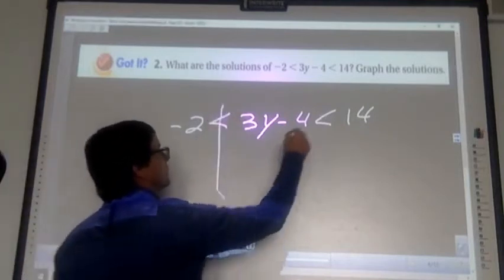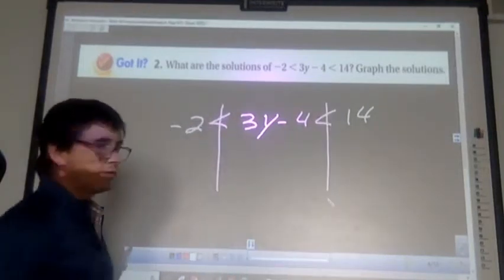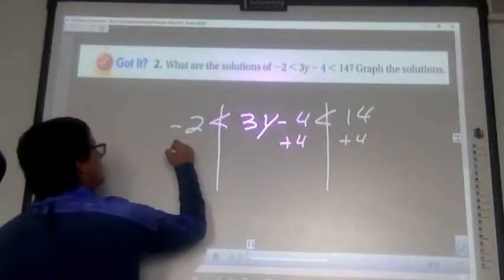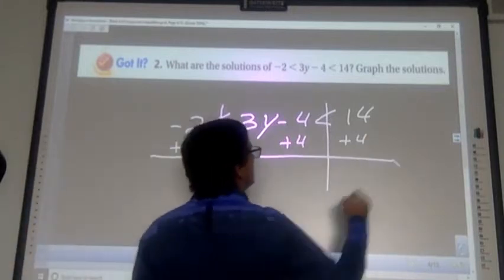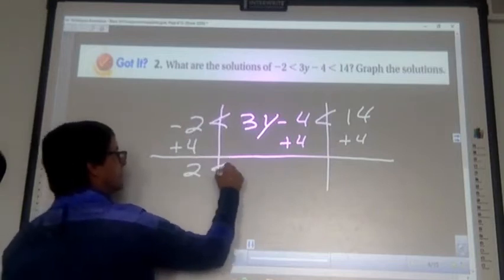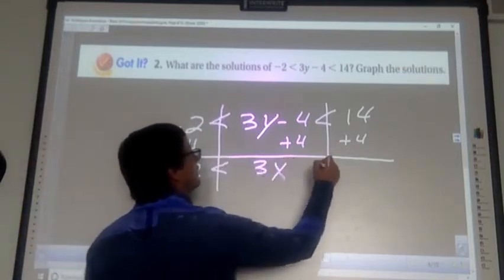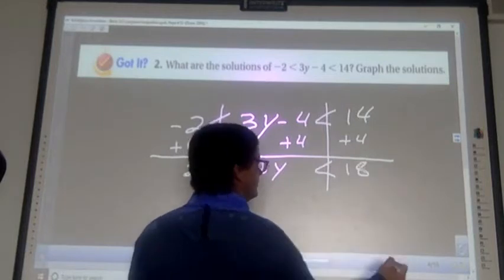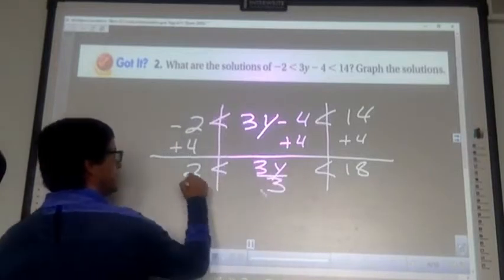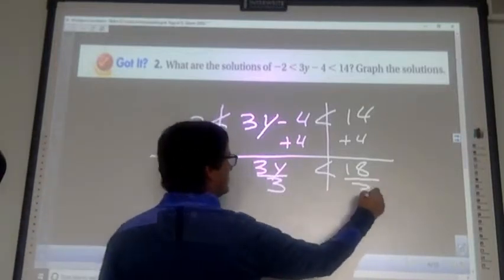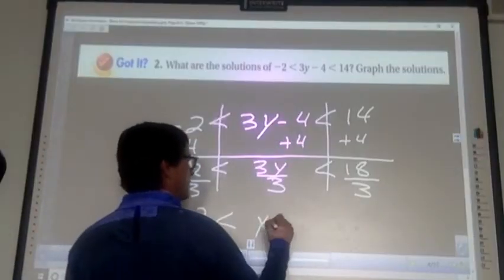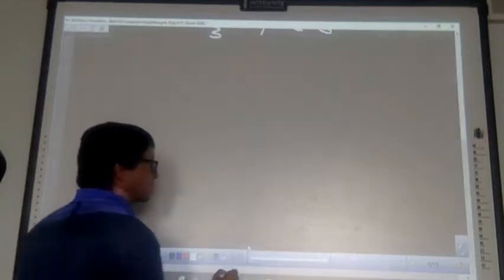Okay, so we're doing all three parts. First thing we're going to do is add 4 to the left, middle, and right. 4 minus 2 is 2 less than 3y less than 18. Then just divide by 3 on the left, middle, and right. And we get 2/3 less than y less than 6.